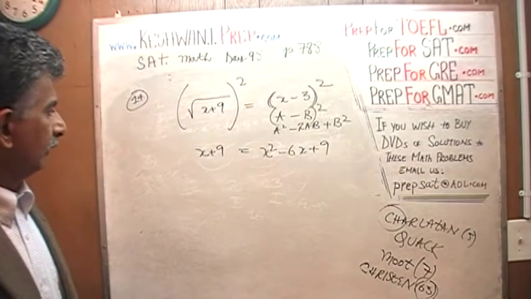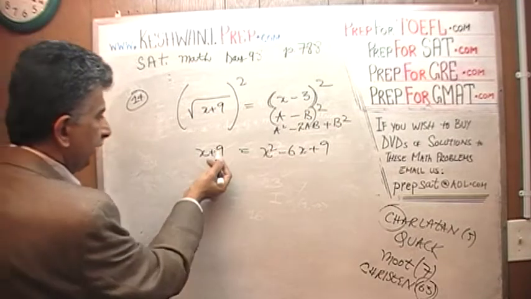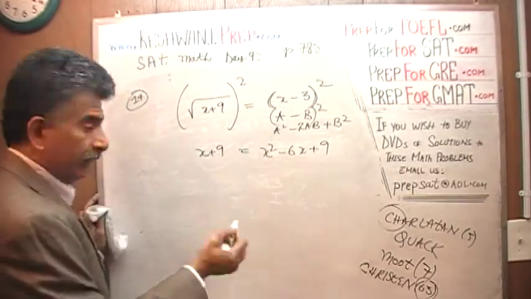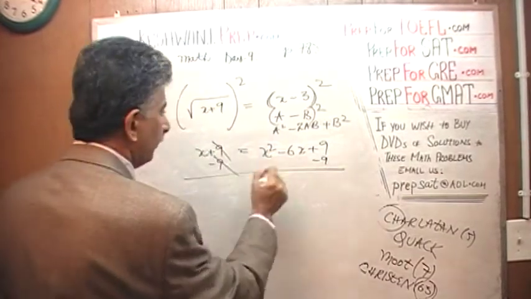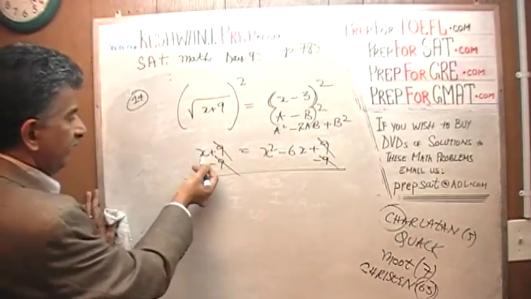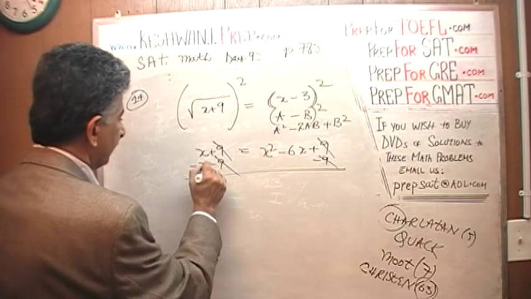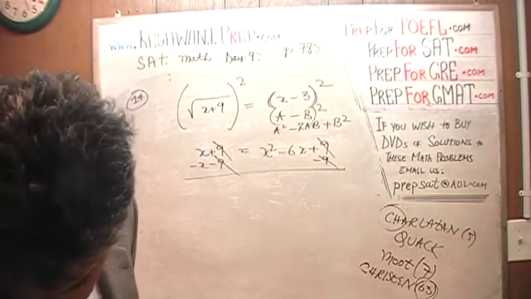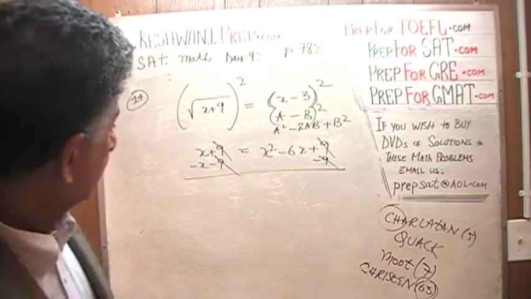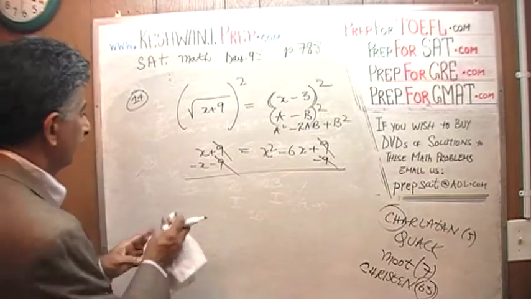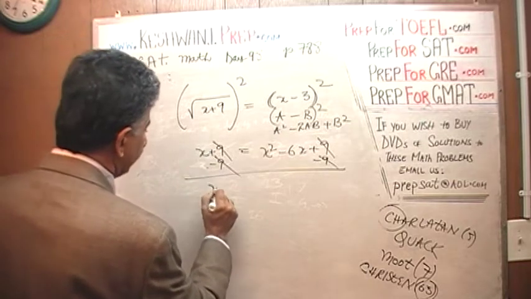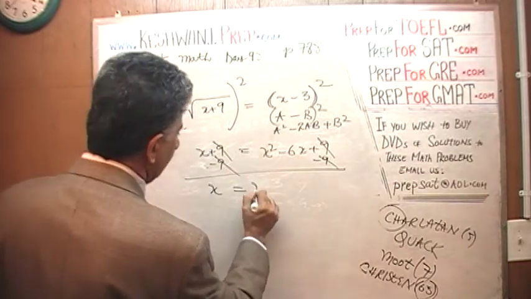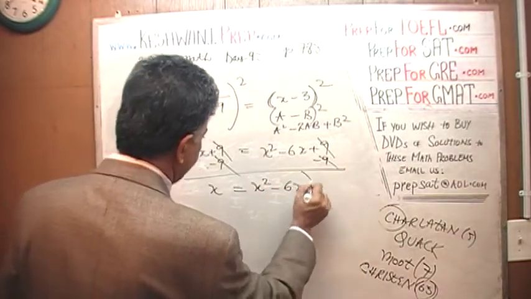That's all. What can we do then? Oh, I see a 9 here, a 9 here, and a 9 here. If we subtract 9 from both sides, it's going to drop out. I see an x here and an x here. Let's subtract. Well, I think we're done. We don't have to do the rest. So we bring the x down and x equals x squared minus 6x.